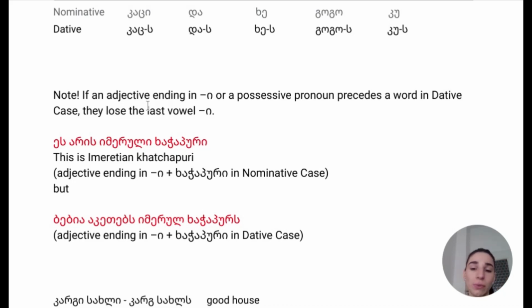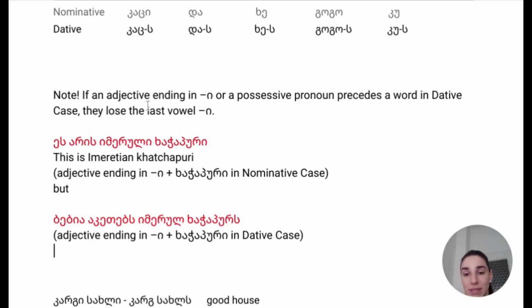So, what do we have to change, and when do we have to change it? If we have imeruli khachapuri, and khachapuri is in the dative case, in this case you cannot say imeruli, but you have to say imerul. So you cannot say Bebia agetips imeruli khachapurs. No, you have to say Bebia agetips imerul khachapurs. It's not just for adjectives. The same goes for numbers, like ori, sami, or, for example, possessive pronouns, etc.